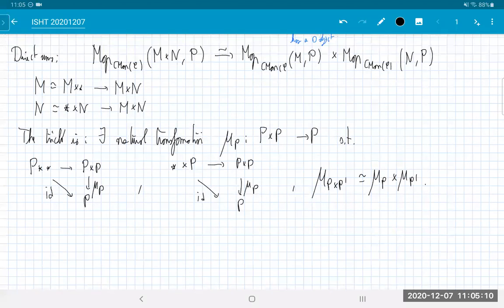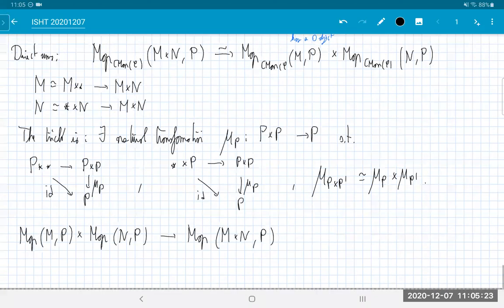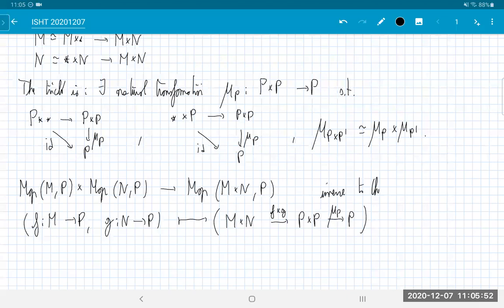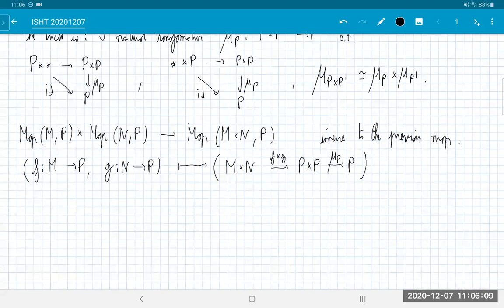Why is that? Well, because with this map, we can construct an inverse, which concretely sends, you have F from M to P, G from N to P, and concretely it sends them, if you want, to their sum. And the three relations I wrote above, plus the naturality of mu P, show that this is in fact an inverse of the previous map. One direction is fairly straightforward, the other is slightly trickier, but essentially you need to write the following commutative diagram.